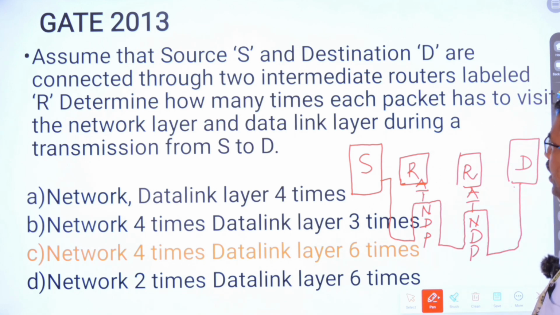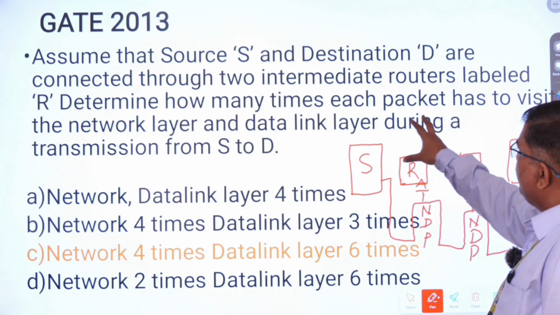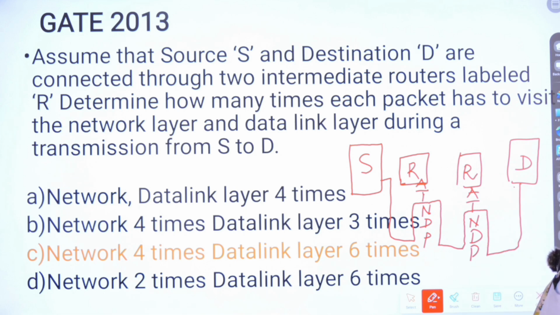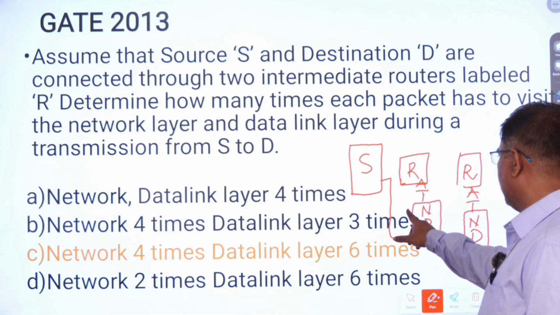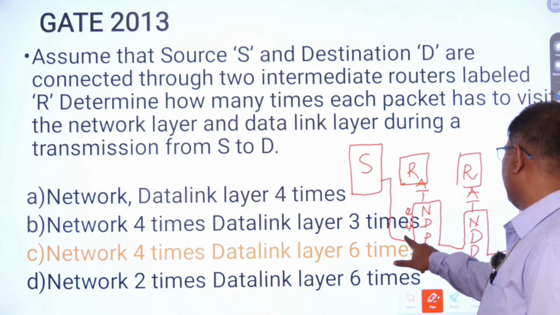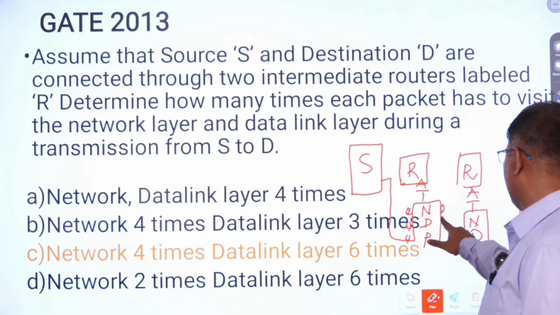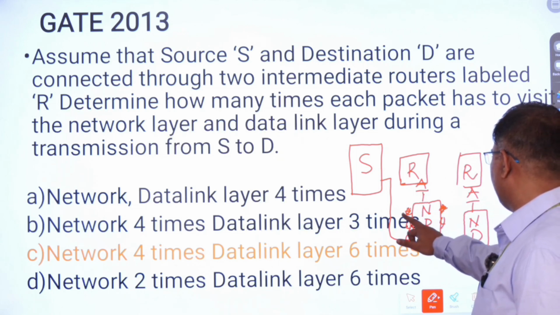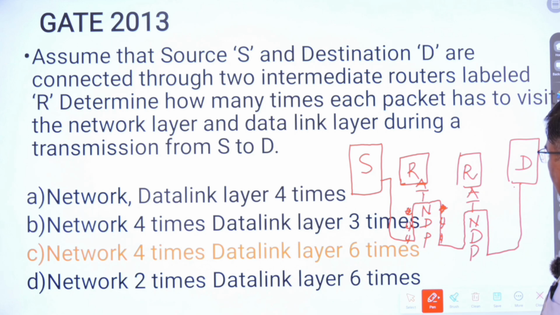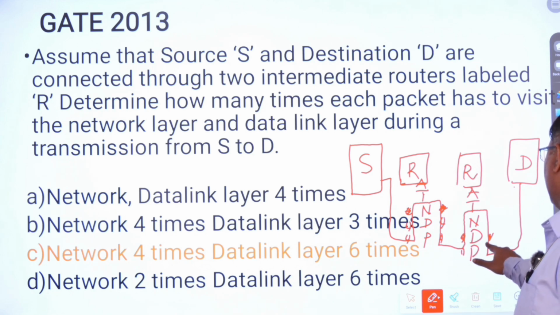So here, how many routers label determine how many times each packet has to visit network layer. Now here we can have the interface. One interface will be there at the data link layer, one interface at the physical layer, and the same thing here also. So here the network layer will not have any interface, but the data link layer and physical layer will have the interface. Likewise here also we will have interface.